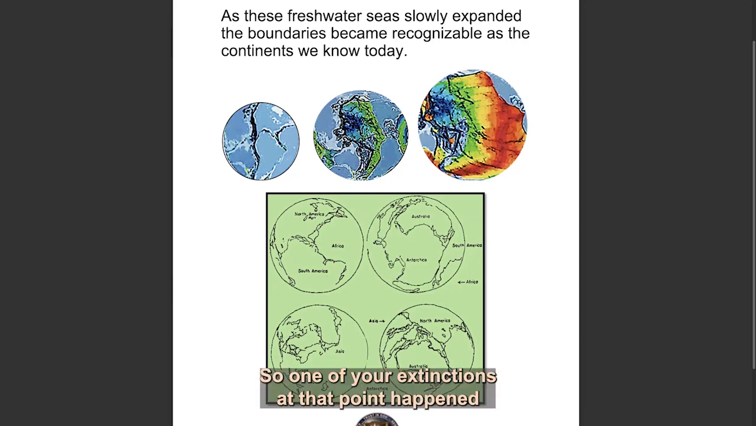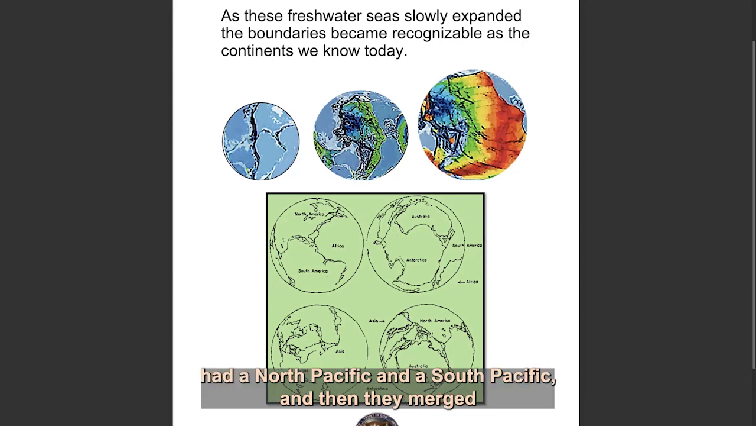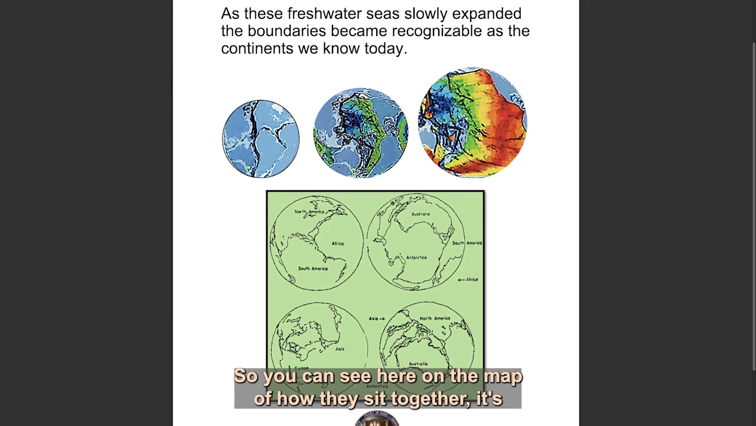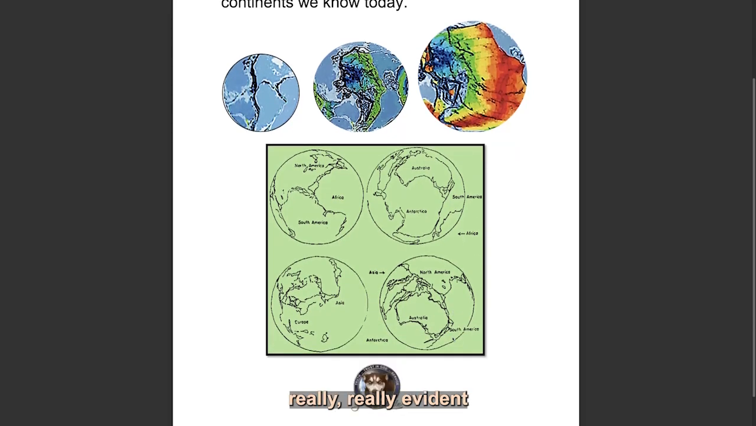So one of your extinctions actually happened because as these were starting to move slowly at first, you had the Pacific Ocean, and then you eventually had a North Pacific and a South Pacific, and then they merged. And you got an extinction event because you're having different salinities and different temperatures merging, and that creates an ice age event. So you can see here on the map how they fit together. It's really, really evident.